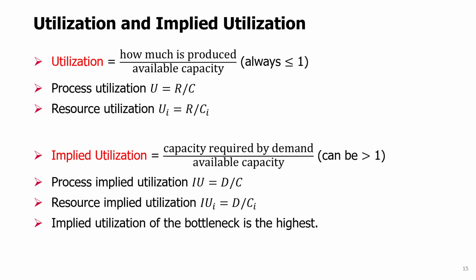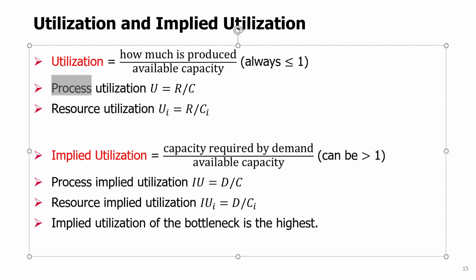Utilization is basically a flow rate divided by capacity, or you could say how much is produced on a process or on a resource divided by how much capacity is available in the process or in the resource. So we can define it for the process when we divide flow rate over capacity, or for the resource, we need to divide the same flow rate by capacity of this resource.